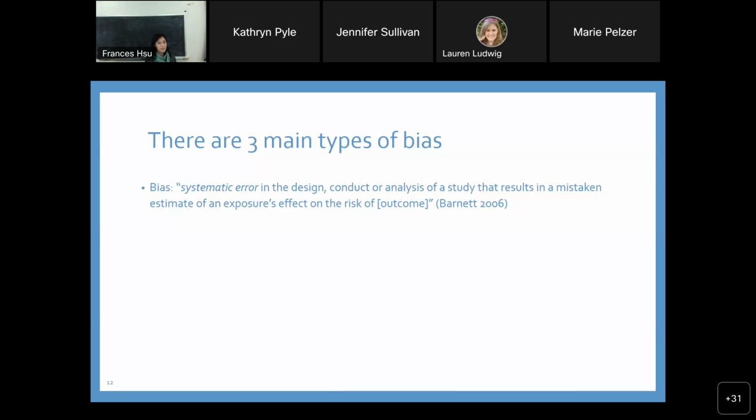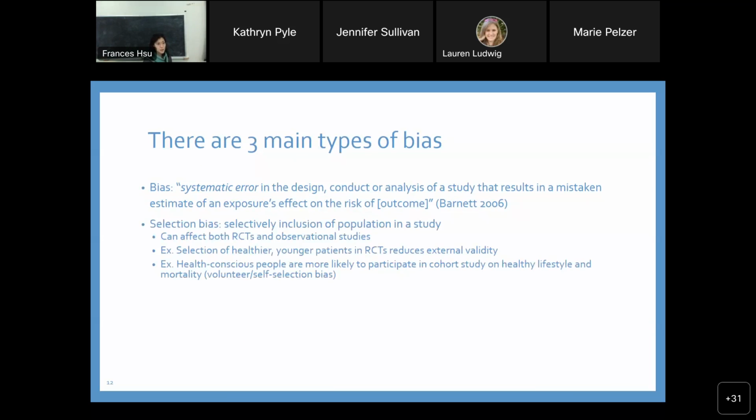On the other hand, bias cannot be mitigated with a larger sample population because all data would be skewed in the same way. So the first type of bias is selection bias, where only selected patients are included. This form of bias can affect both RCTs and observational studies. For example, healthy younger patients are more likely to be recruited in RCTs, while the true patient population are likely to be older and have more comorbidities.